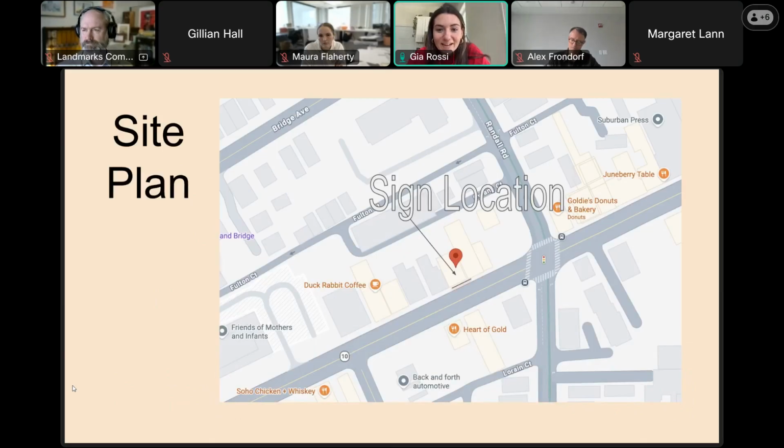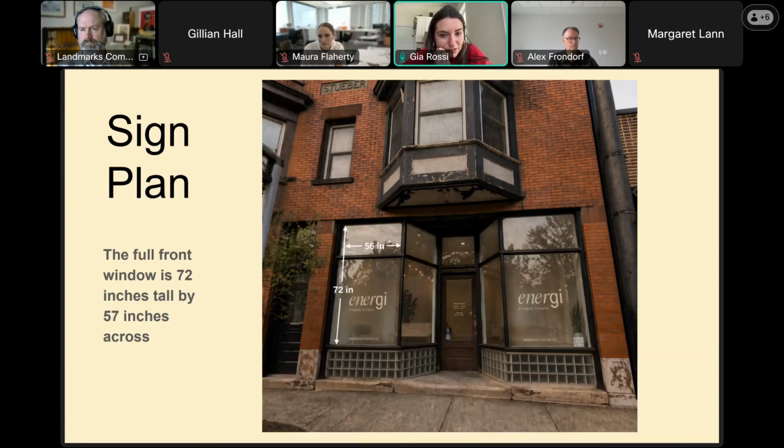The second slide shows where on Lorraine it is. If you look where Goldie's Donuts is and the tattoo shop, I'm right next to True Art Tattoo. It's a small little space next to that. So there's my sign location.